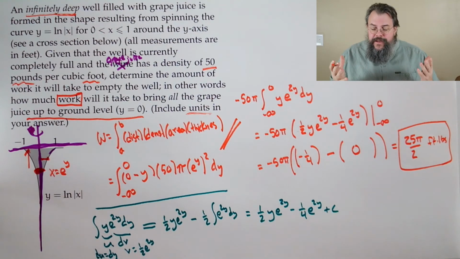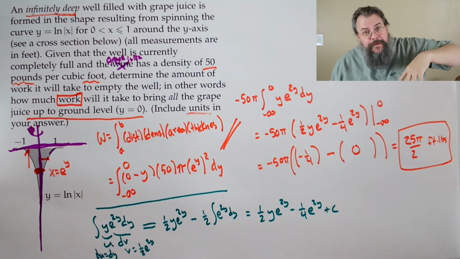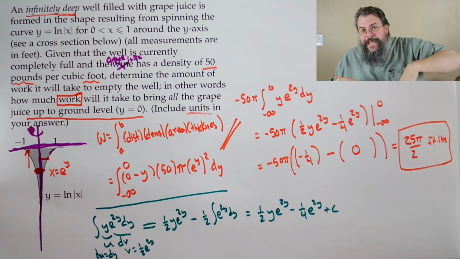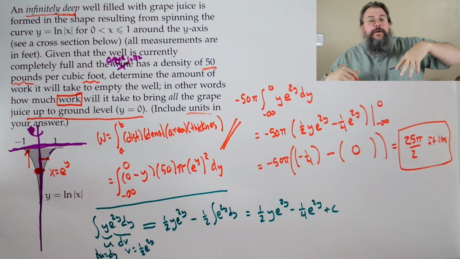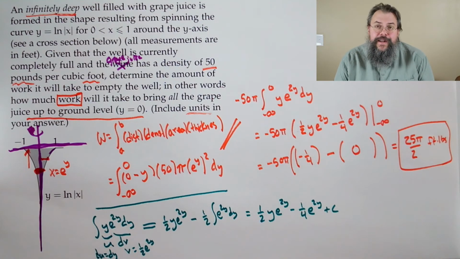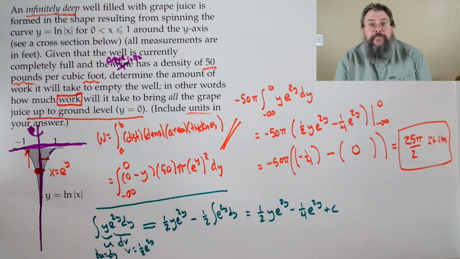Because if you think about it, we have this infinitely deep well, which means that we have to get some of that grape juice and pull it up from arbitrarily deep. We can't pull it from infinitely deep, but we're still pulling out grape juice, even all the way down. And yet, it's still a finite amount of work. It's this beautiful idea that says, yes, you might be adding up infinitely much, but you still have a finite thing in the end. It's a beautiful, beautiful idea.